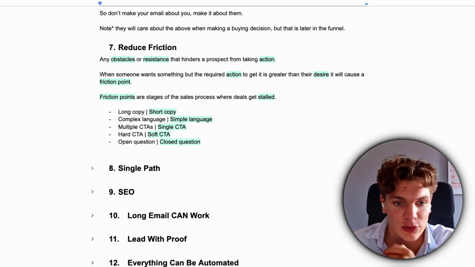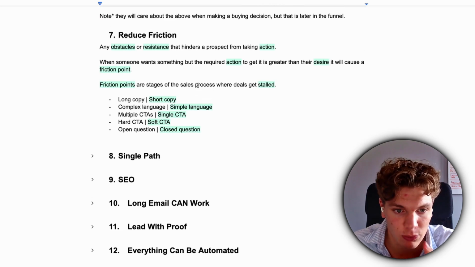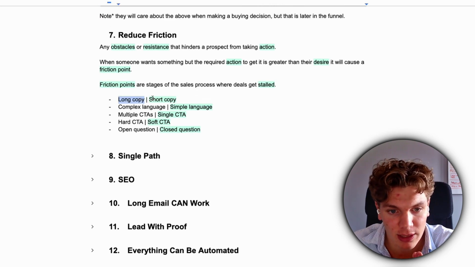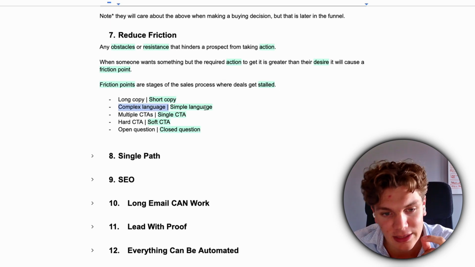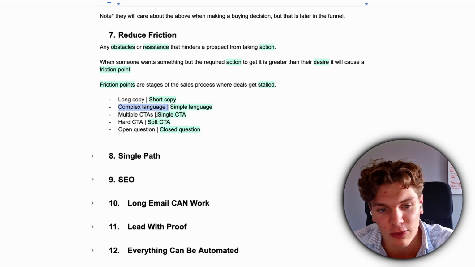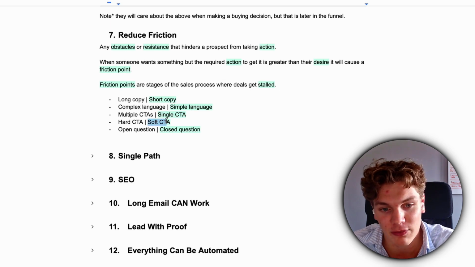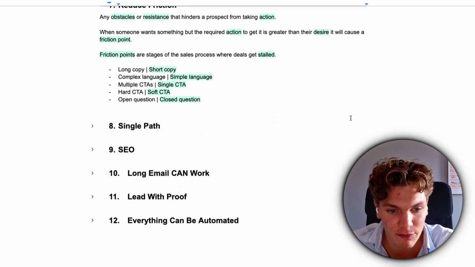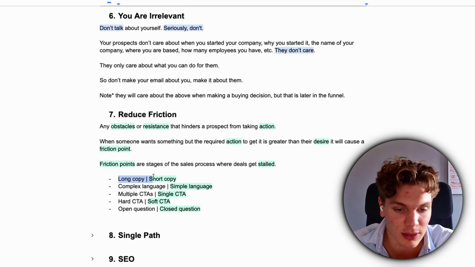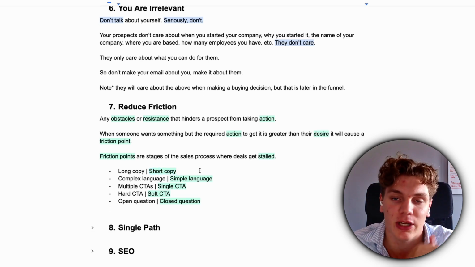All right? So here are some examples of high versus low friction. Long copy, high friction. Short copy, low friction. Complex language, simple language. Multiple calls to action, a single call to action. A hard call to action or a soft call to action. An open question versus a closed question. These are all things that cause high friction, and these are all things that are low friction. You want to reduce it as much as possible.